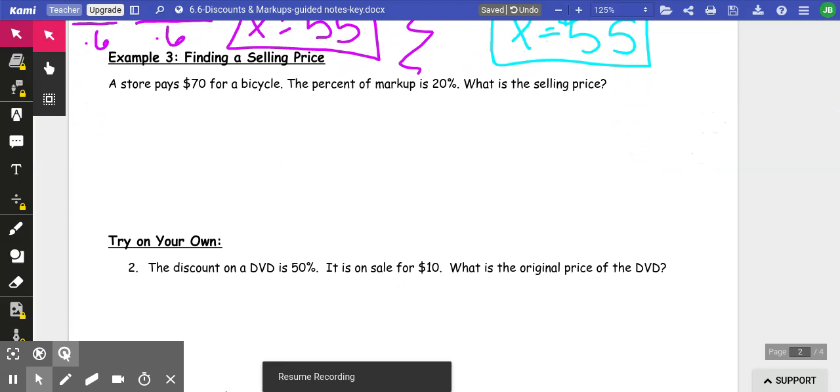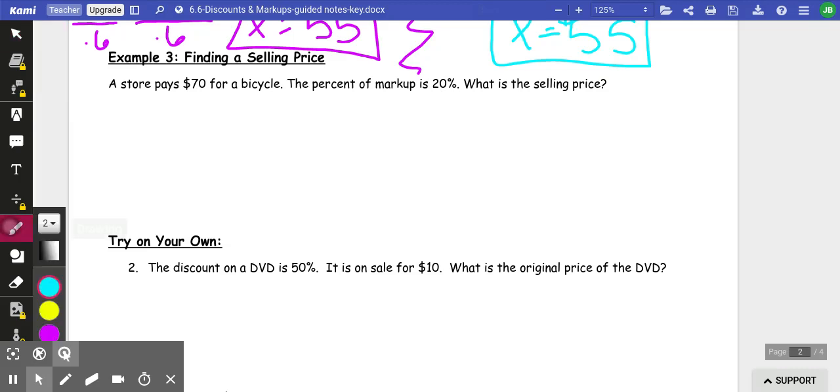In example 3, it says a store pays $70 for a bicycle. The percent of markup is 20%. What is the selling price? So the store paid $70 for it, and they're going to mark it up 20%.